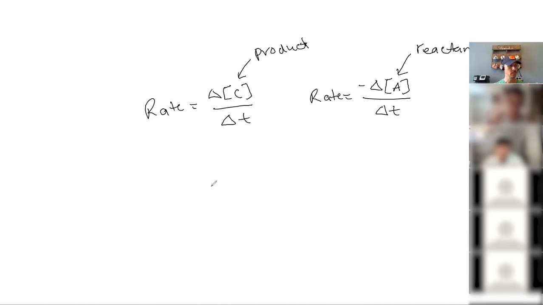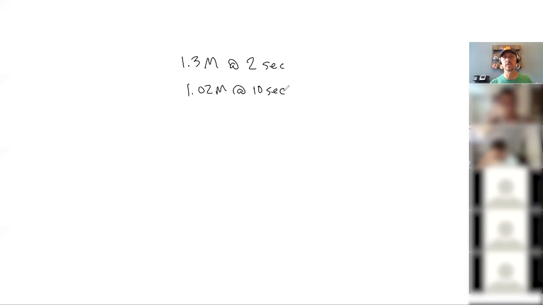So I had an example in the notes here that said, if we were told, for example, for a particular reaction that the substance has a molarity of 1.3 at 2 seconds, and then we look at the molarity again at 10 seconds, and we find it to be 1.02 molarity. So this is at 10 seconds. Again, are we dealing with a reactant or a product?